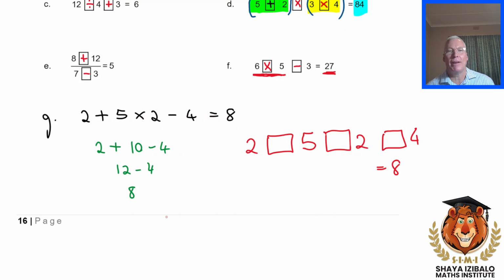Do you see how easy it is to make these up? Make them up for your friend. Try and make up your own one. See if you can get it to work. Even the process of making them up will help your maths.